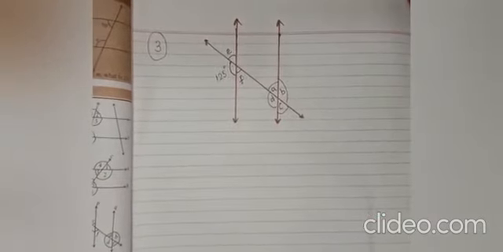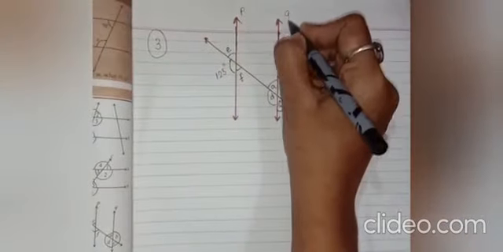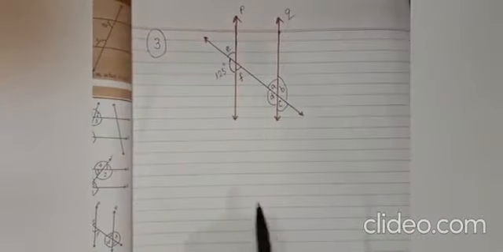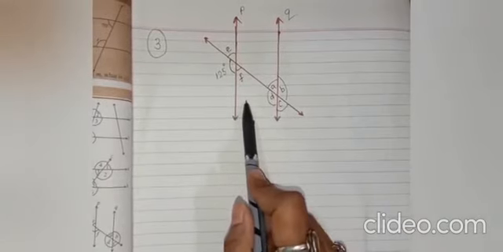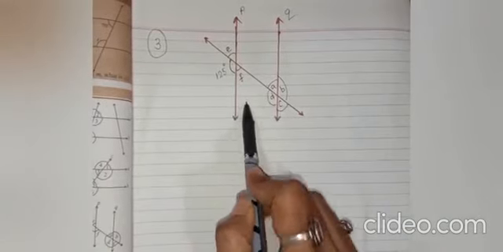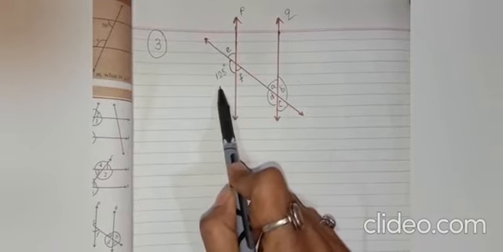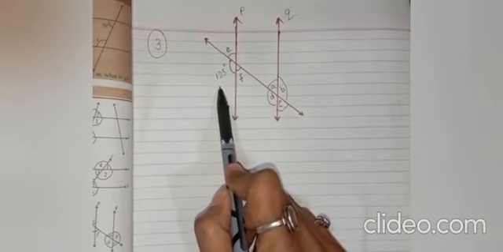Question number 3. In the adjoining figure, line P is parallel to line Q. Find the unknown angles. Whatever angles are here, A, B, C, D, E and F, we have to find out the measurement. One angle is given, that is 125 degree.